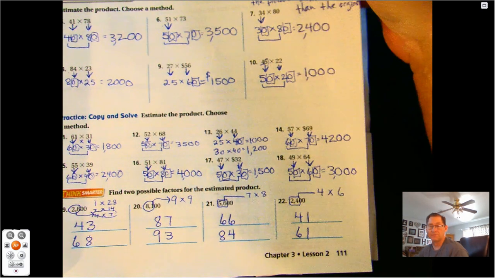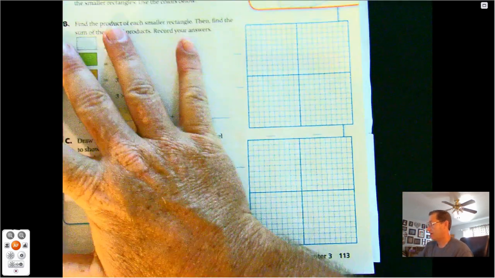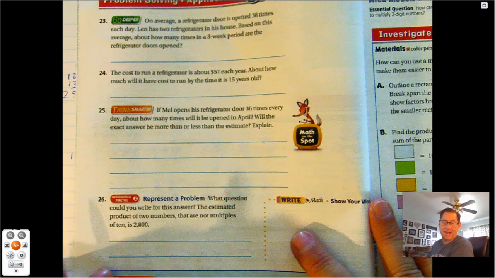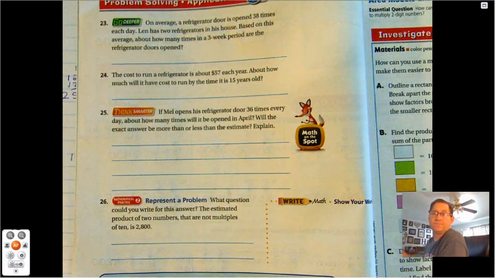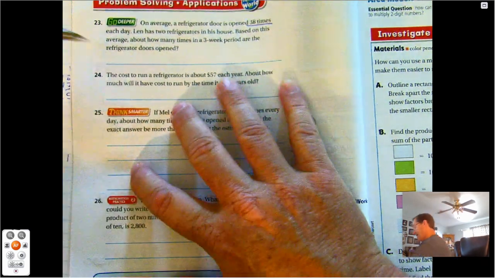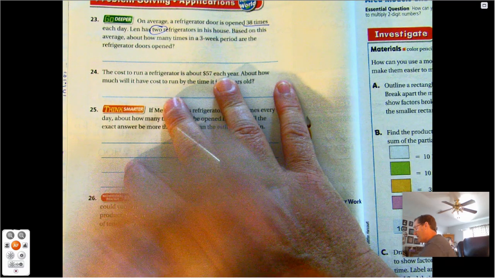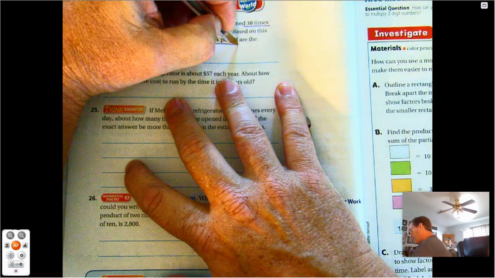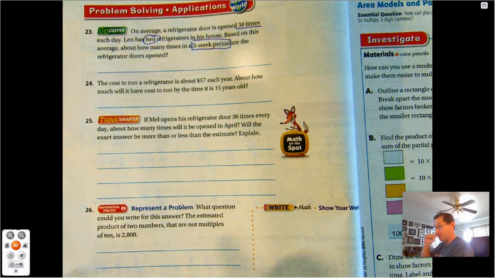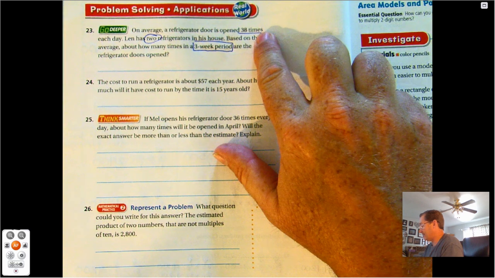All right, number 23. On average, the refrigerator door is opened 38 times each day. Len has 2 refrigerators in his house. Based on this average, about how many times in a 3-week period are the refrigerator doors opened? Okay, so first off, it's not 38 times the days, because he has 2 refrigerators. Okay, so just keep that in mind.